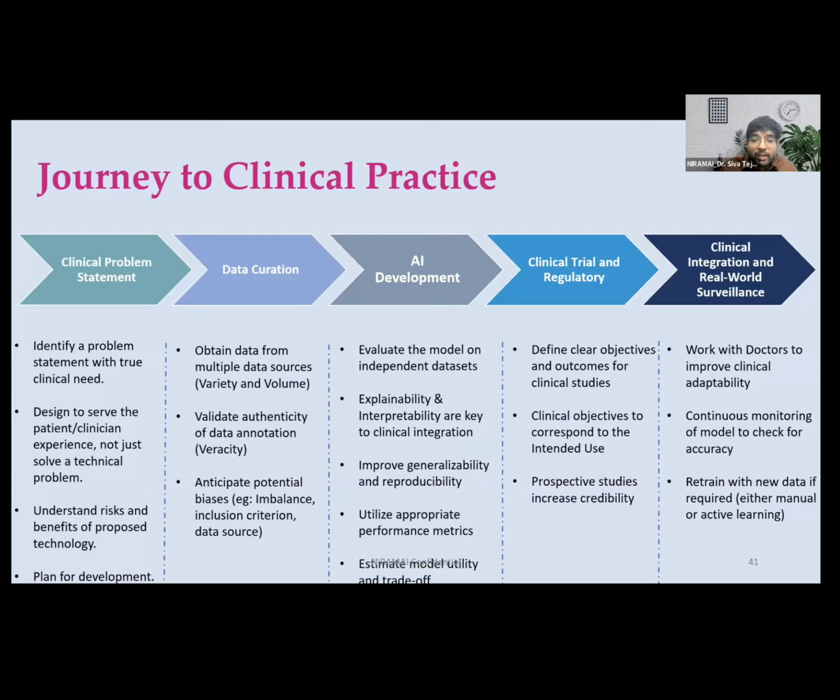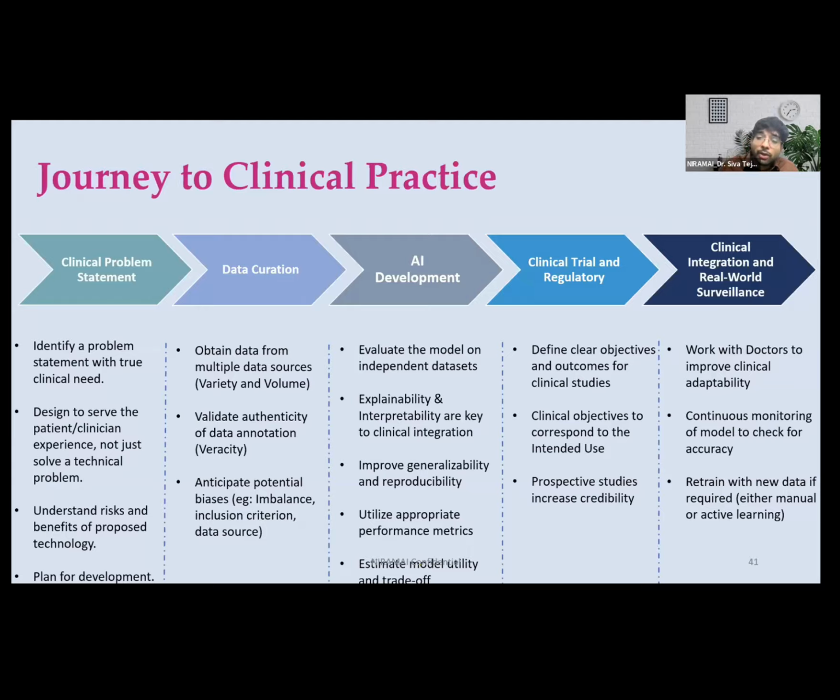And again, as Dr. Gita mentioned, we need to understand different performance metrics. For different problem statements, you might see different performance metrics. Accuracy is not a good metric when we deal with these kinds of scenarios. You might have to go with sensitivities, specificities, and estimate model utility. It's important that, at the stage of model development itself, you understand where the model works and where the model fails. This is critical because the next step after AI development is getting the regulatory clearance.